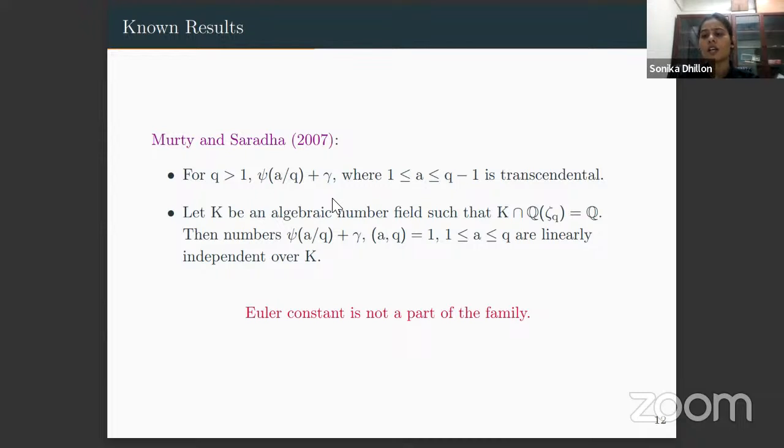Now the next step is: what can we say about the linear independence of these numbers? They proved that if you take K to be any algebraic number field whose intersection with the cyclotomic field is Q only, that means trivial, then these numbers are linearly independent over the field K. One can see that directly by using the Baker-Birch-Wüstholz theorem. Suppose these numbers are linearly dependent; then there exist c_a's such that if you take the combination of those numbers, psi of a by q plus the Euler constant gamma, you get a non-trivial relation, meaning the c_a's are not all zeros.